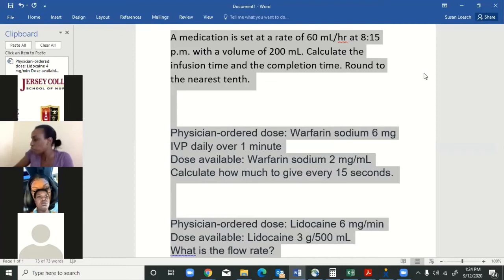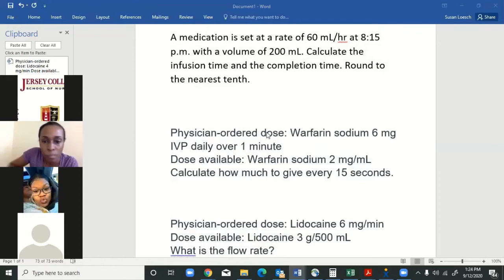Okay, so you guys can see my screen? Yes. Okay, let's look at the first one. Anybody know how to do this first one?